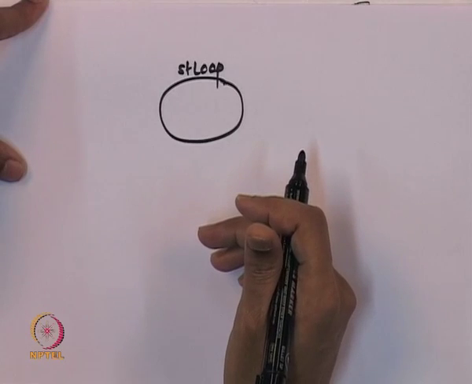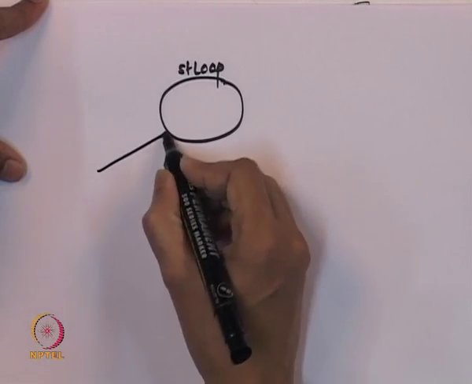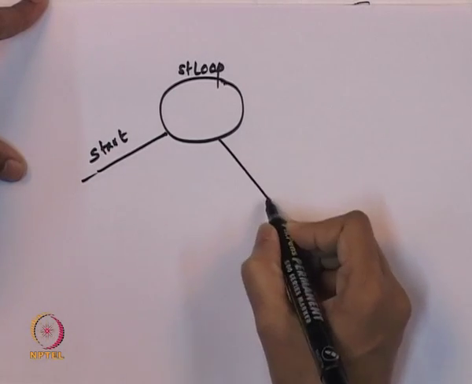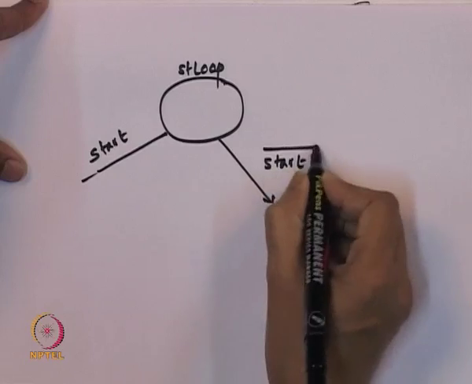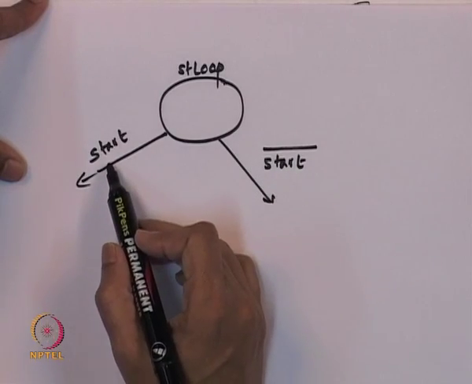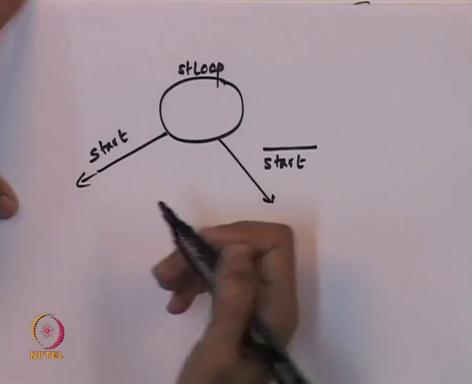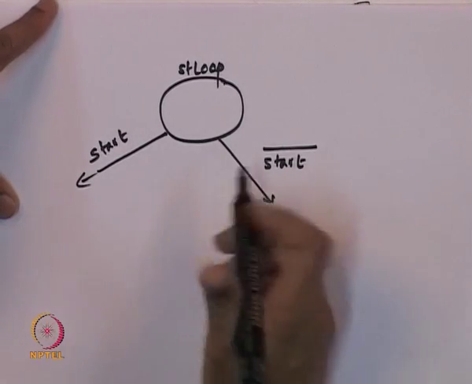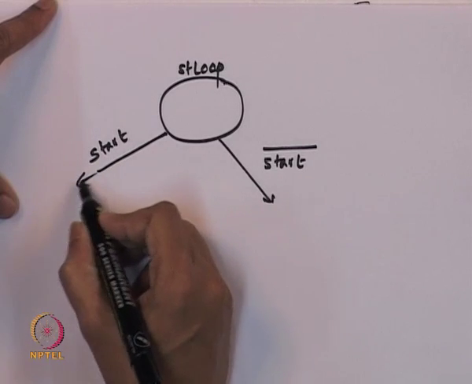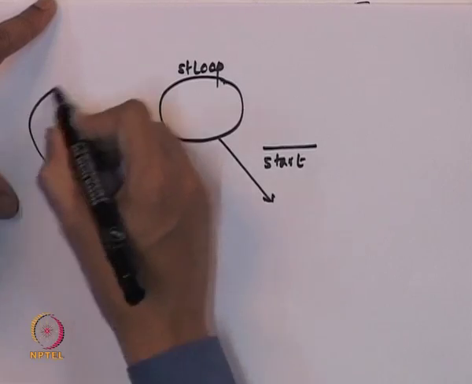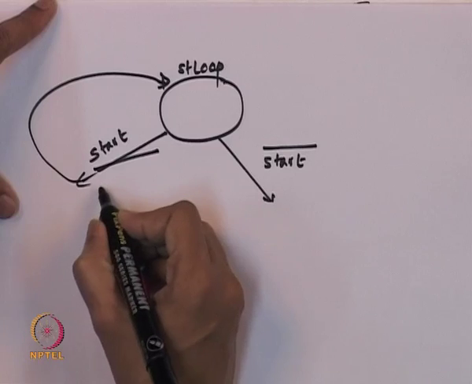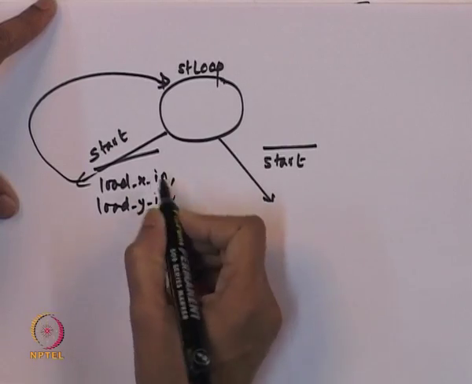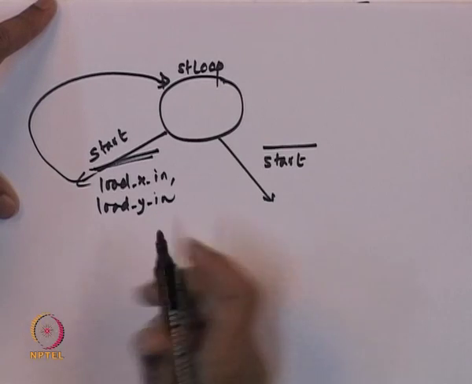The highest priority is given to the input signal start. So, the controller decides, looking at start, whether start has been asserted or deasserted. Okay, this is the situation when start is asserted. When start is asserted, the controller's job is to assert the control signals load X in and load Y in. After it does that, it will go back to the same state. So, it simply asserts the control signals load X in and load Y in when the start input signal is found to be asserted, that is, found to be high.